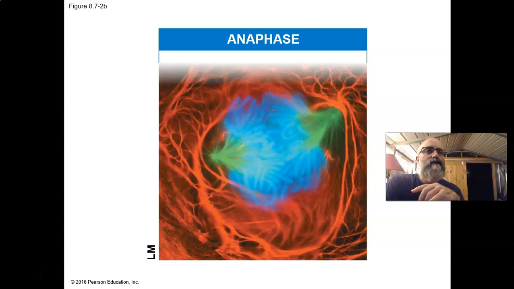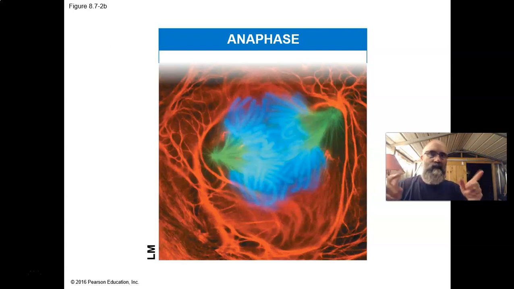Okay. Now, you think about this. What do we need to do? We needed to make copies. Boom. We need to separate the copies. Boom. Now we need to make 2 new cells that include those 2 copies of the nuclear material. So now in anaphase, we've split the 2 copies. How do we make 2 new cells that include those 2 copies?